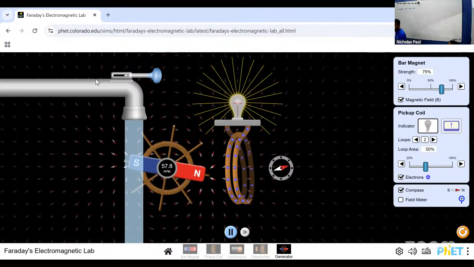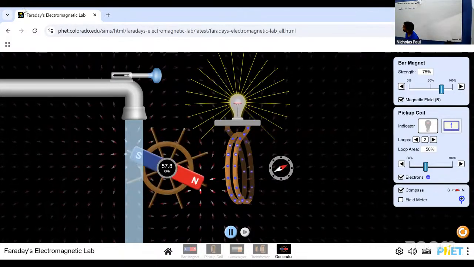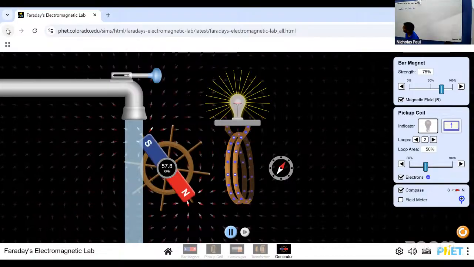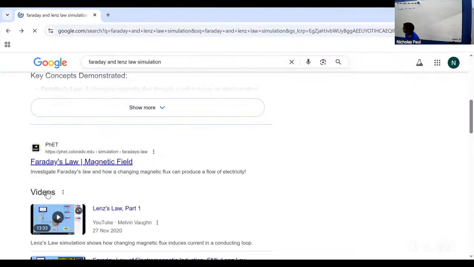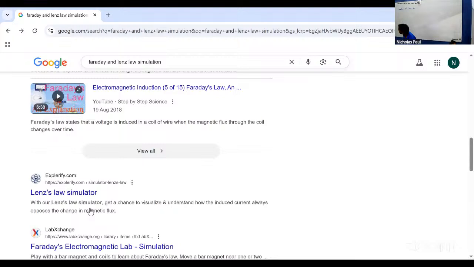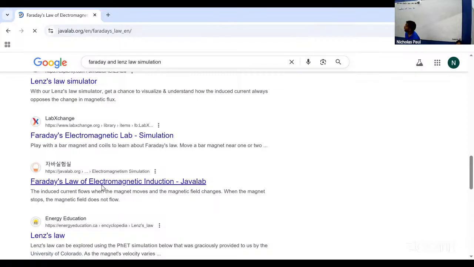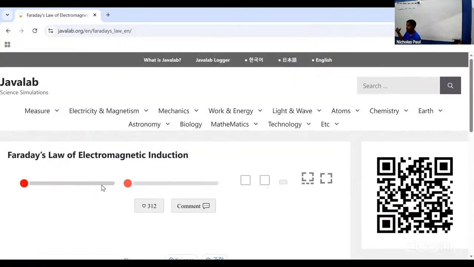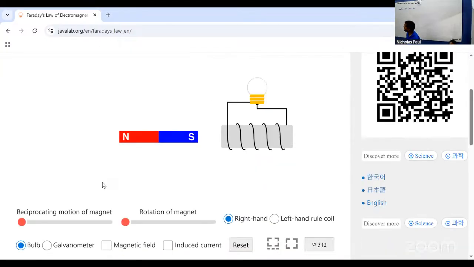All right? Of course, the generator you have to draw is this one here. Right, if you want to see the simulation, you can always Google PhET or Java Lab, right? This is the one that we are going to explain now.